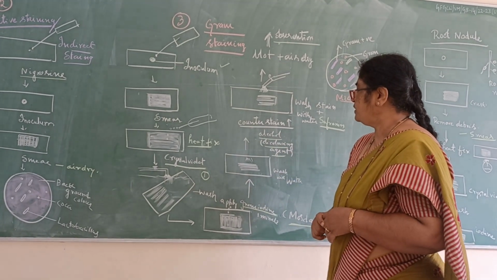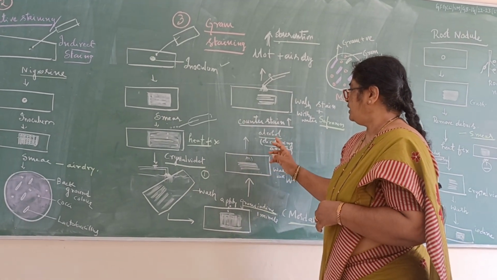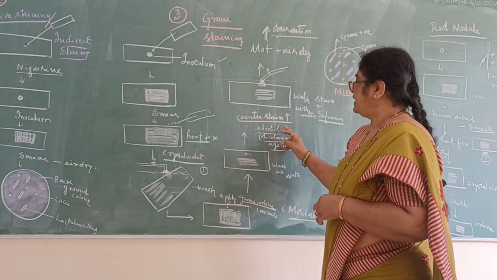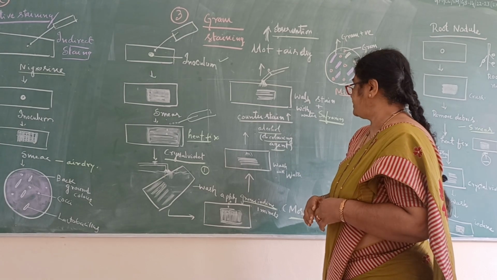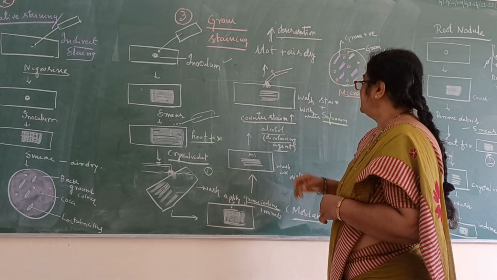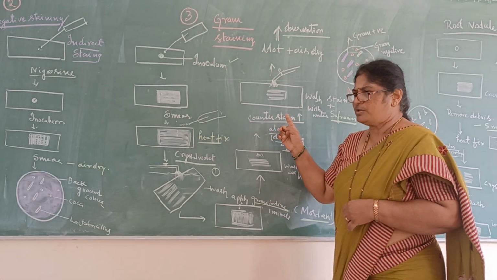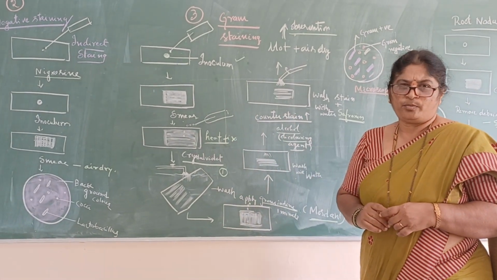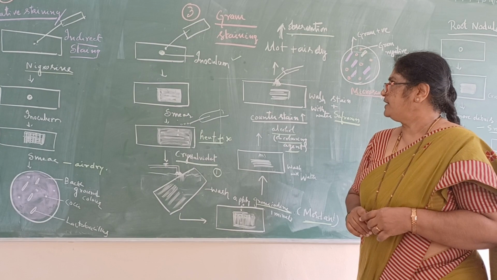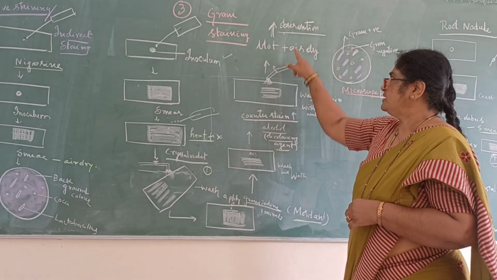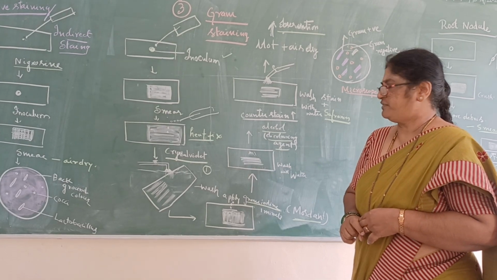After that we have to decolorize. The decolorizing agent used is alcohol. Then after decolorizing we use the counter stain, that is safranin. After using safranin, keep the slide for 1 or 2 minutes. Then blot the slide and air dry it. The slide is ready for observation.